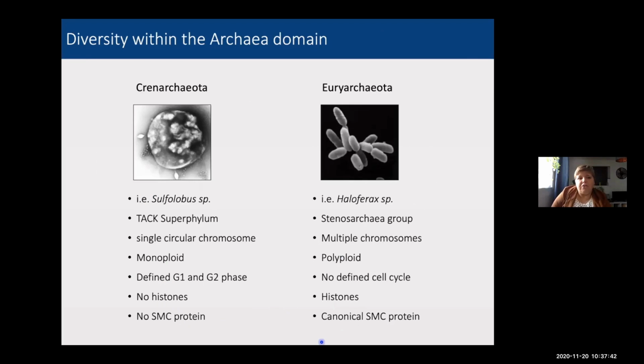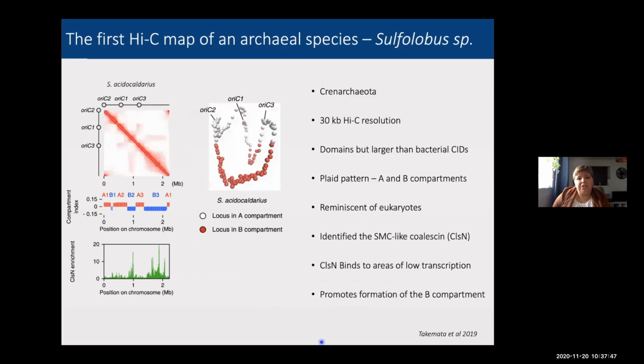Understanding the chromosome organization was limited because of the lack of tools, but this changed last year when Steve Bell's lab published the first Hi-C map of an archaeal species, the Crenarchaea Sulfolobus; they did two species. They performed Hi-C and obtained a 30 kb resolution. One of the most important things they saw was that although there were domains, they were quite large and much more similar to eukaryotes. They saw a plaid pattern in the Hi-C map, which they identified to be A and B compartments.